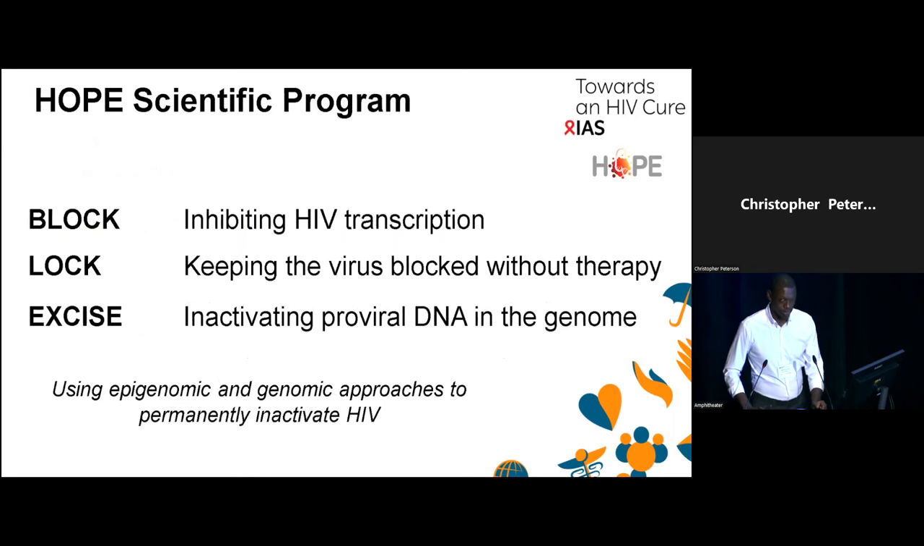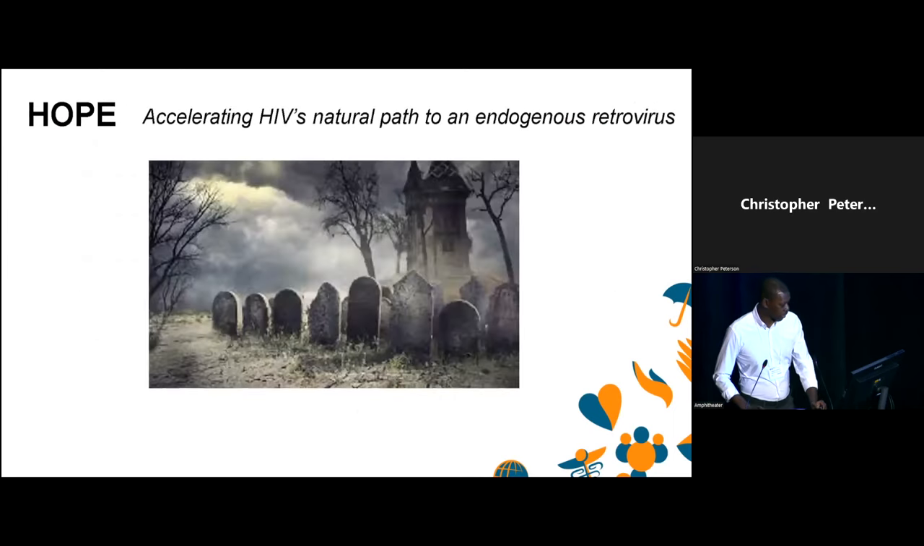So really for the community, our goal is to try to take advantage of endogenous retroviruses, relics that we already have in our body. These retroviruses invade our genome and they progressively decay. Some of them actually do not get reactivated, but most of them remain inactive in this state. And we hope that we can use these new techniques that we've been developing as a group to accelerate HIV's natural path to an endogenous retrovirus.